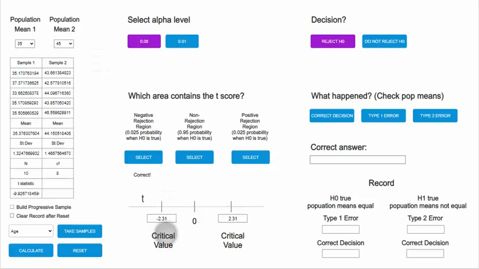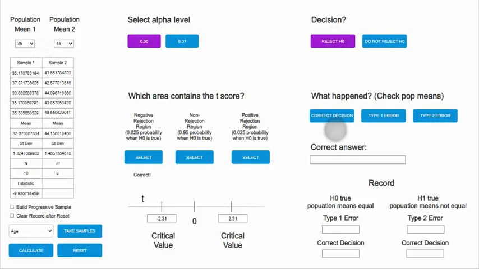So now you have to decide if you made the correct decision. I rejected the null hypothesis, which means I rejected the possibility that the population means are equal. And now I can see the population means, and I can see that they actually are different, which means the null hypothesis is false. So that was a correct decision. Then afterward, restart the simulation.